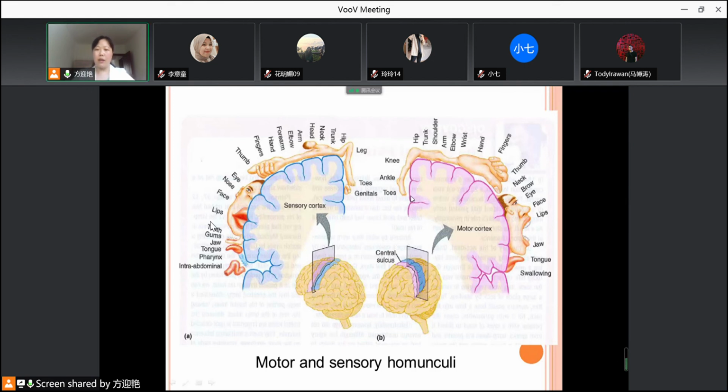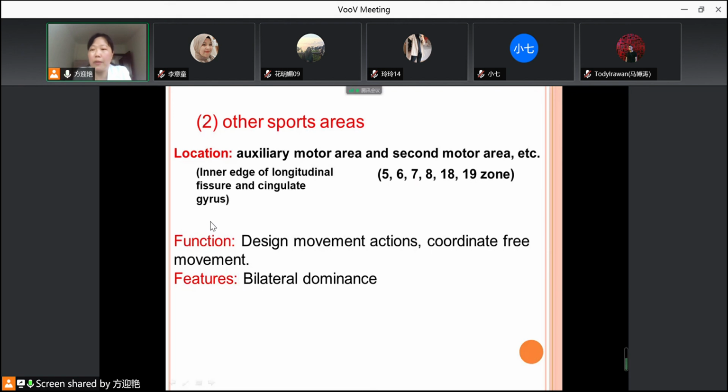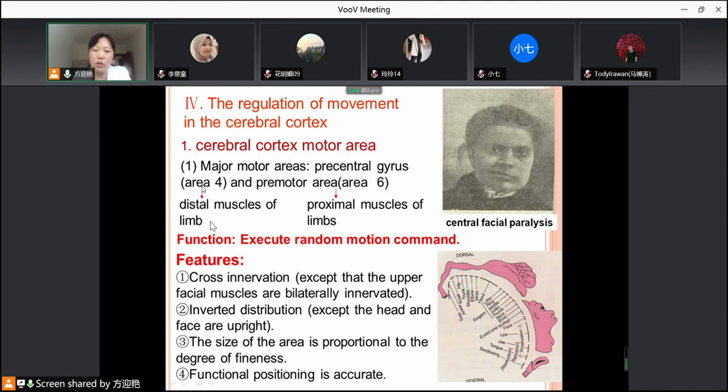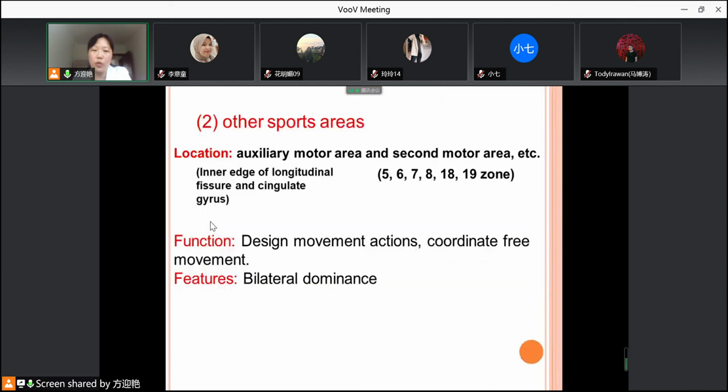I hope you understand that. We mentioned that the cerebral cortex majorly has motor areas. I hope you know that the major motor areas are area 4 and area 6. They take part in the movement of the skeletal muscles. If a fill-in-the-blank question asks about this, you should answer. The others you should just know.